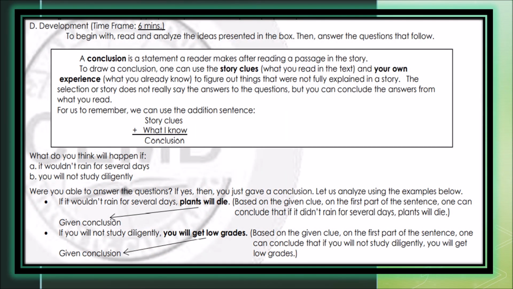Okay, to begin with, let us read and analyze the ideas presented in the box, then answer the questions that follow. A conclusion is a statement a reader makes after reading a passage in the story. To draw a conclusion, one can use the story clues, what you read in the text, and your own experience, what you already know, to figure out things that were not fully explained in a story.